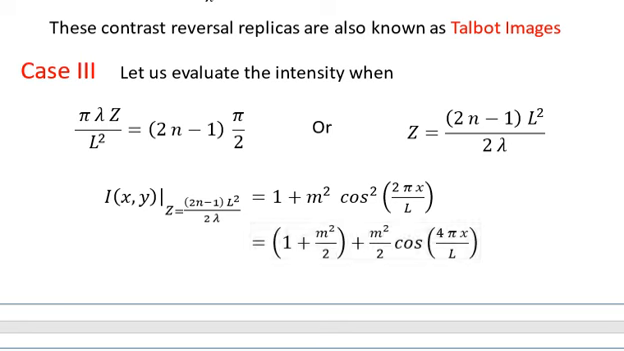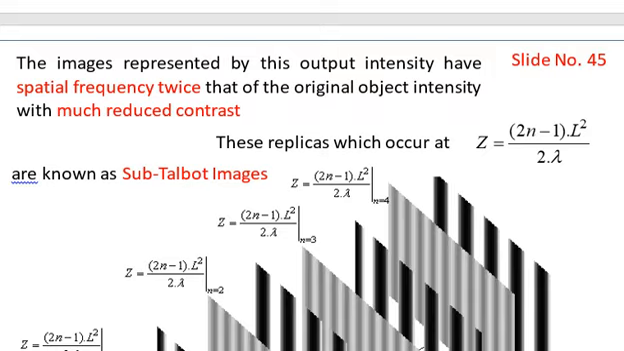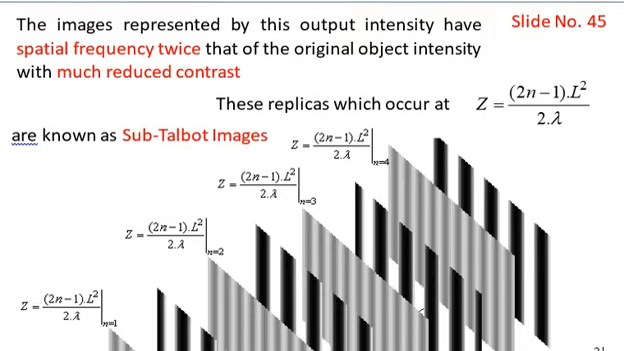From here in the cos function you can see that the frequency is doubled with respect to the input field. In the input field you have the factor 2 pi. Now in this expression you have the factor 4 pi. It means that this will generate data that will have a sinusoidal function with a frequency twice that of the previous cases. The images represented by this output intensity have spatial frequency twice that of the original object intensity with much reduced contrast.